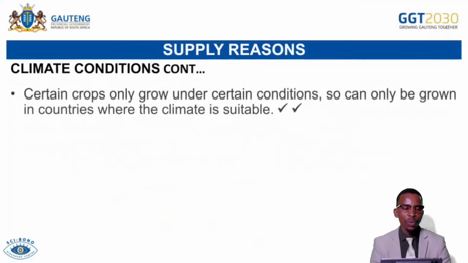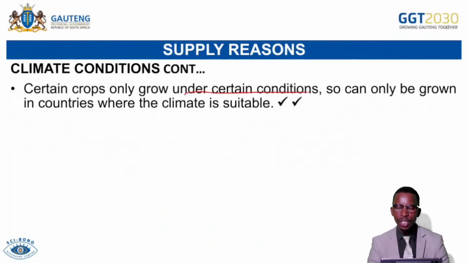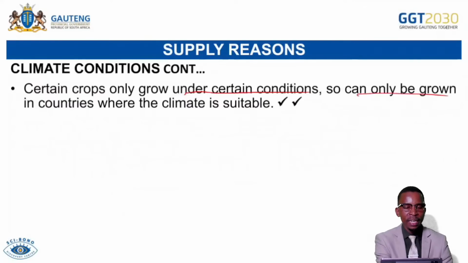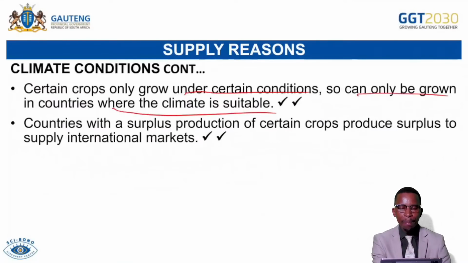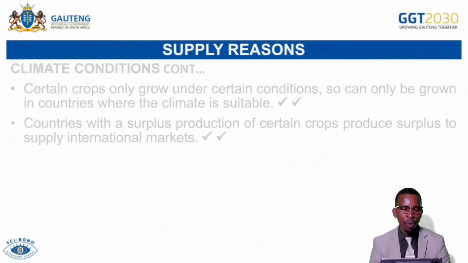The climate condition continues. Certain crops only grow under certain conditions, so can only be grown in countries where the climate is highly suitable. So countries with a surplus of production of certain crops produce a surplus to supply the internal market. They have surplus production to supply even the entire world.